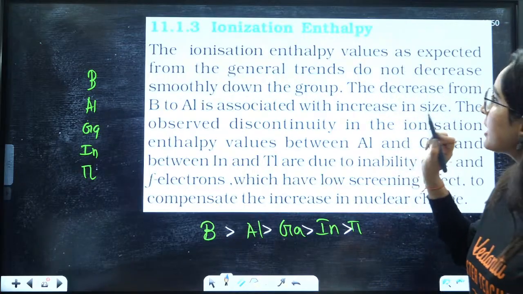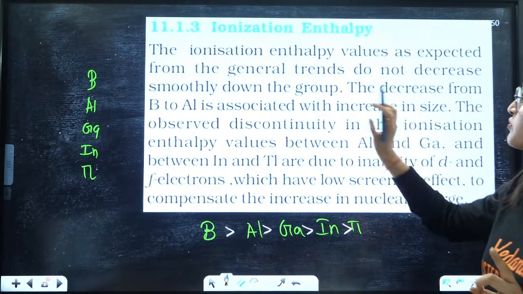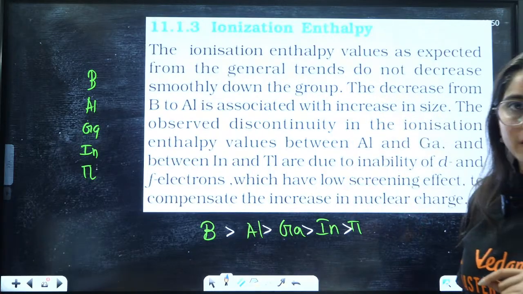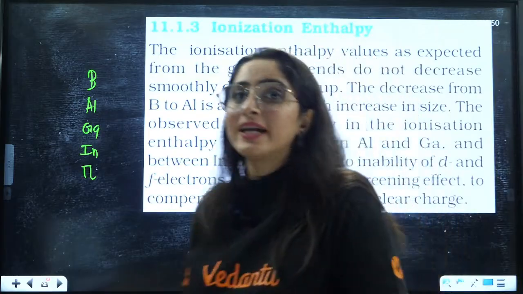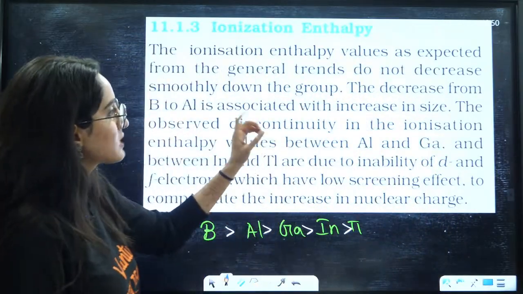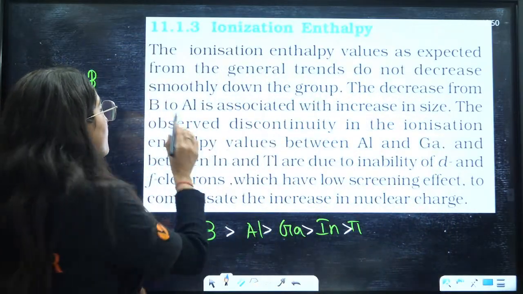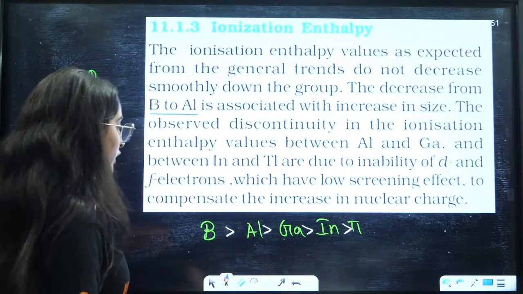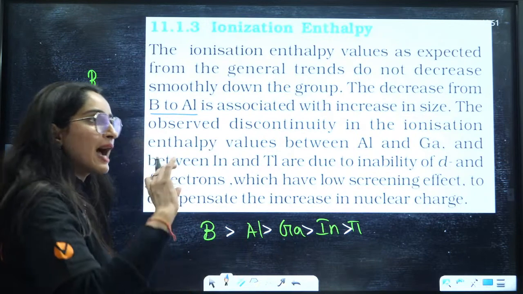The ionization energy values are expected, from general trends, to decrease down the group. But actually, they do not decrease smoothly. There will be some variation that you will see. The decrease from boron to aluminium is associated with an increase in size. We know that from boron to aluminium, size is increasing.